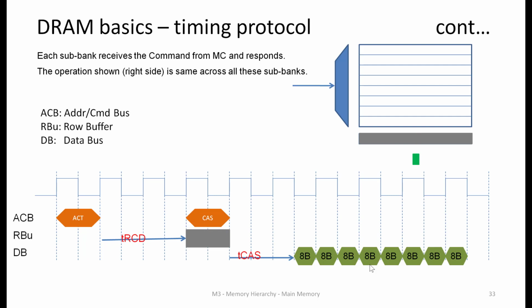Together, this forms our 64 bytes of column. To transfer these 64 bytes, we need 8 data bus cycles or 4 address bus cycles. That is given by the T burst.